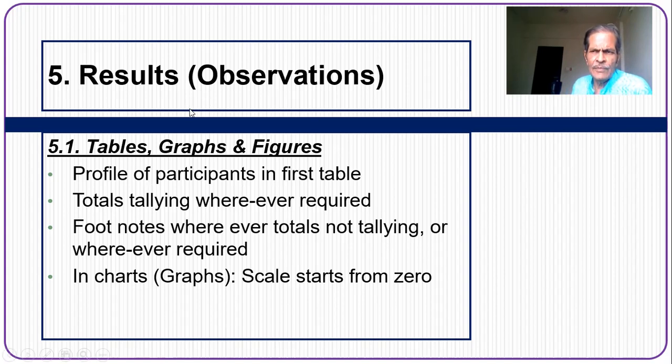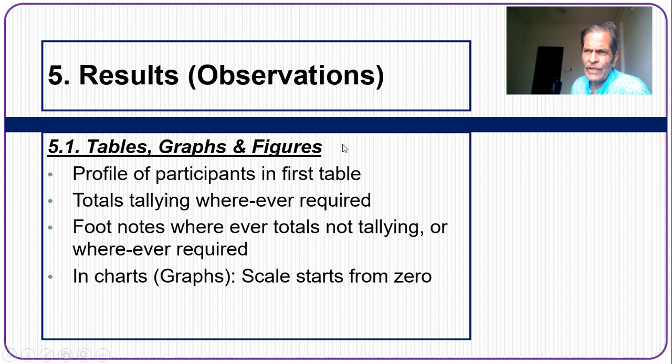Then comes the results or the observations. In some journals it is mentioned as results, in some papers it is mentioned as observations. The observations are almost always summarized in the form of tables, graphs and figures. So these bring a certain amount of precision in the data presentation. So tables, graphs and figures are used.